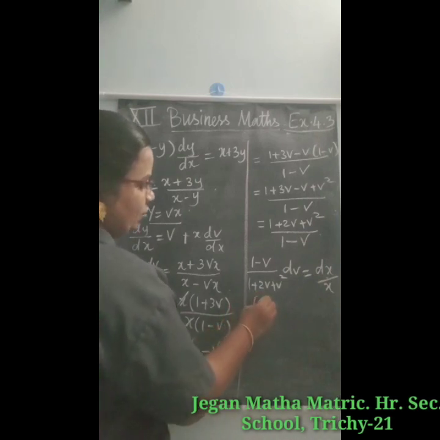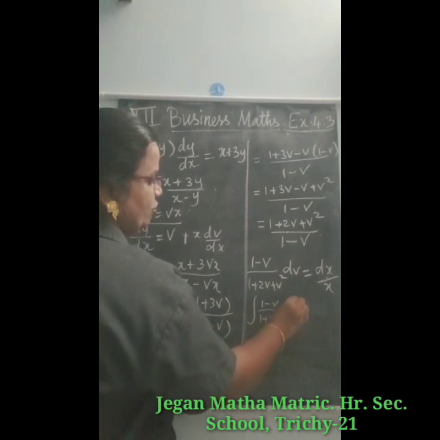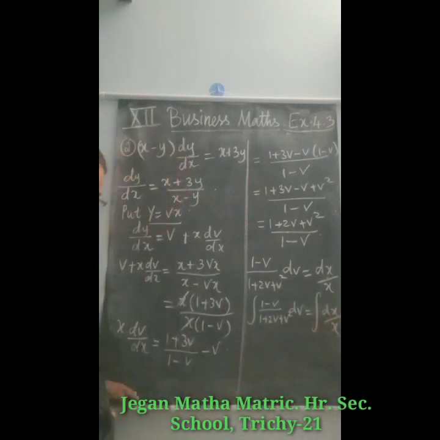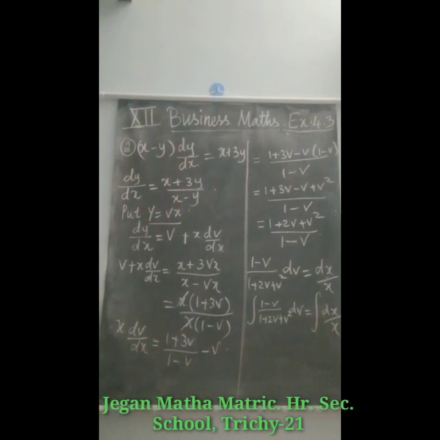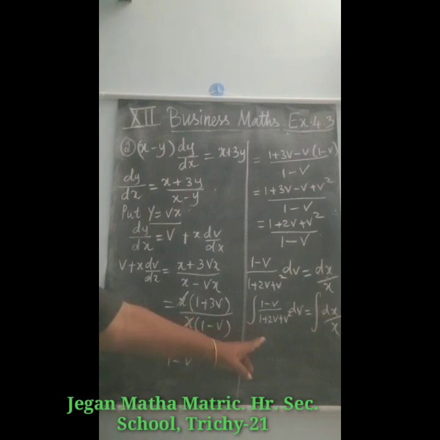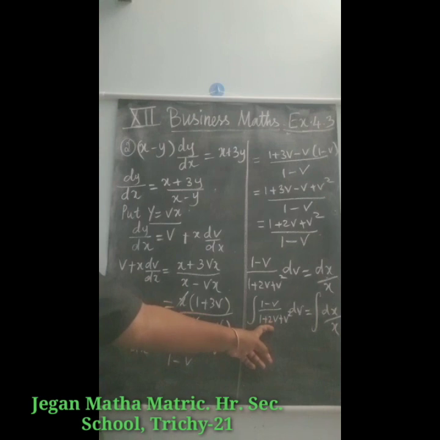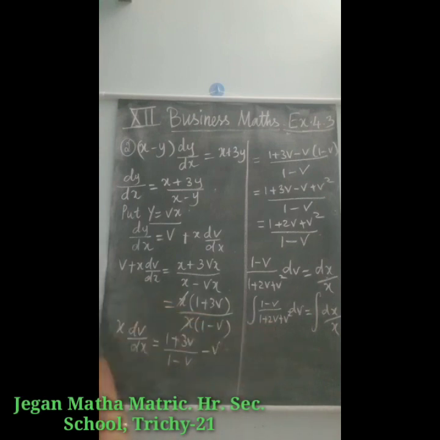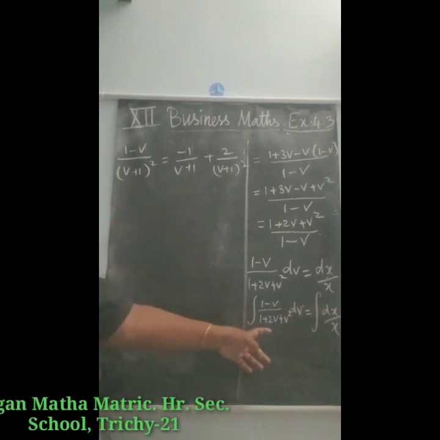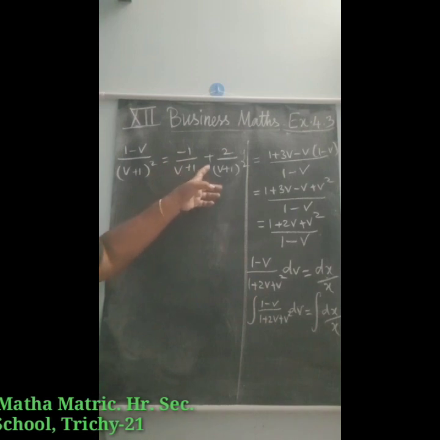If we integrate (1 minus V) divided by (1 plus 2V plus V squared) into dV is equal to the integral of dx by x. If we integrate this one, we will get (1 minus V) divided by (V plus 1) the whole square, and we have to do partial fractions. So what is the partial fraction method? By partial fraction for this denominator, we will get minus 1 by (V plus 1) plus 2 by (V plus 1) the whole square.